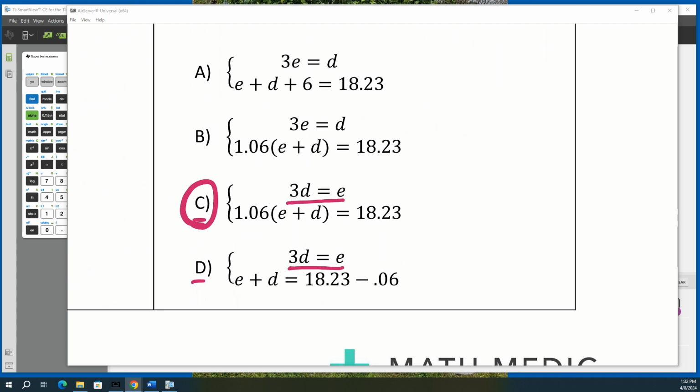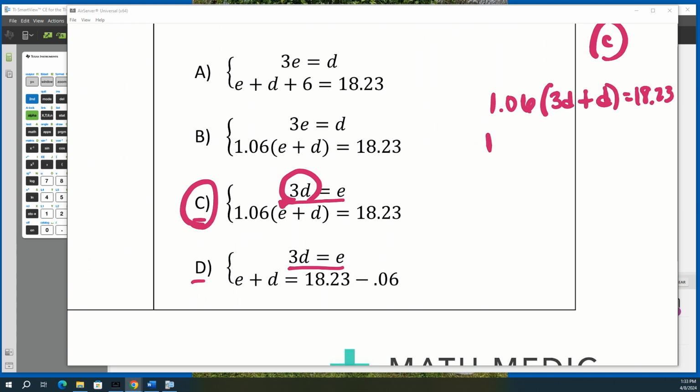But let's go ahead and finish this. So which system? Okay, we did that. Let's find the cost of her dessert. So we're going to do this one by taking E, what E equals, and putting it in. All right, so it would be 1.06 times 4D.